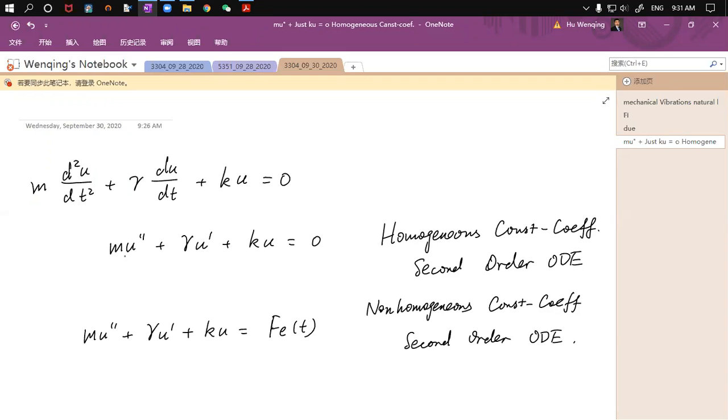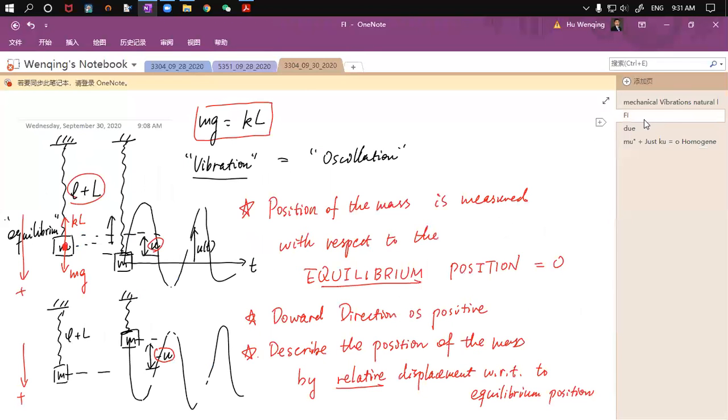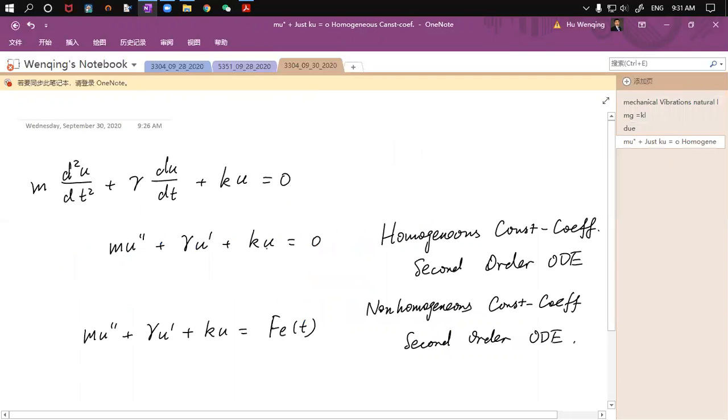Let me make a few remarks. Okay, so if you look through this modeling process, the important thing that you must understand is that this u is the relative displacement with respect to the equilibrium position, where the downward direction is always going to be positive. So that's going to be very important. The second thing is that you must remember these coefficients, right? The first coefficient, second coefficient, and third coefficient, each coefficient is going to have a concrete physical meaning.